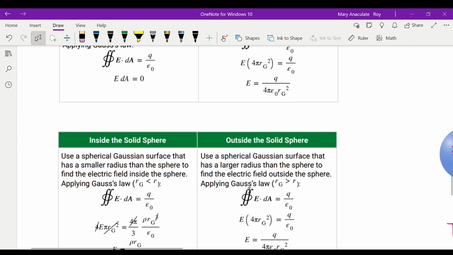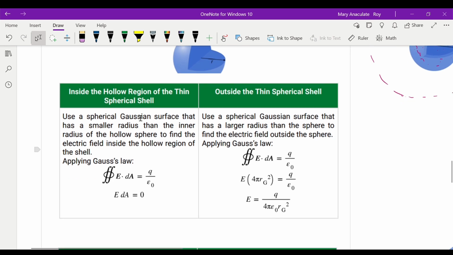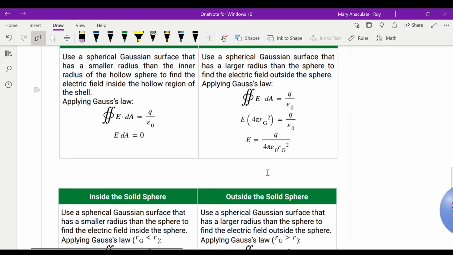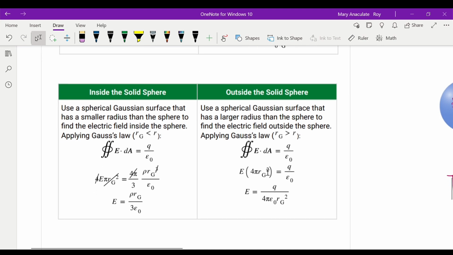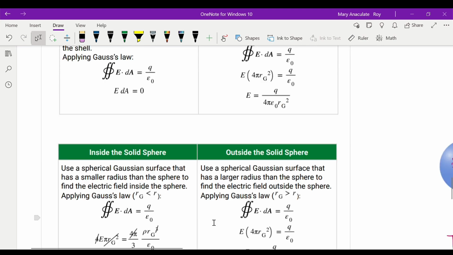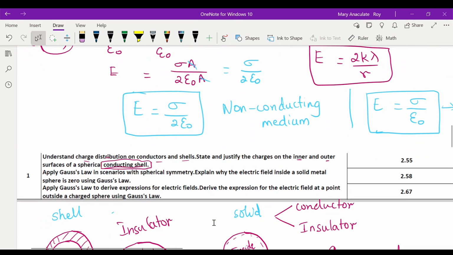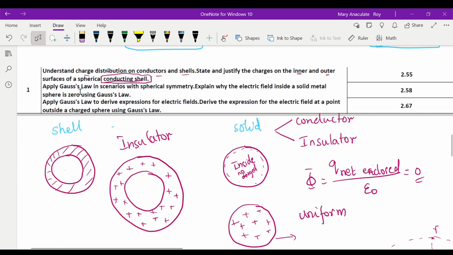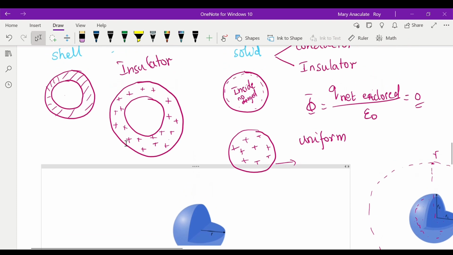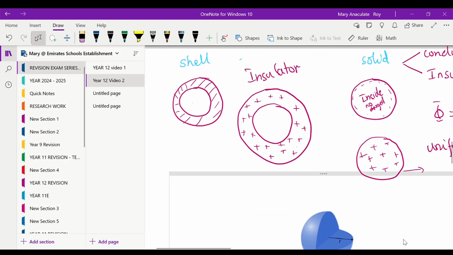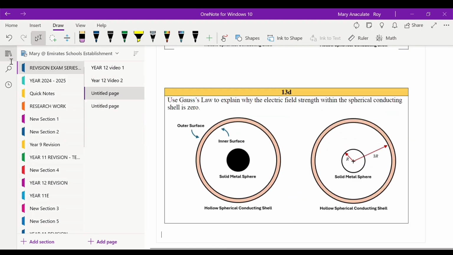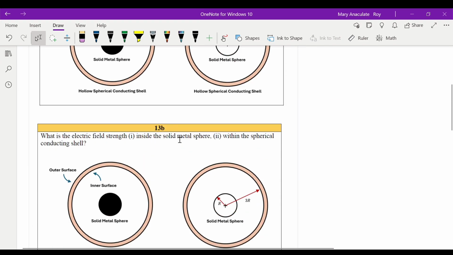So this is a snapshot of all the 4 formulas: inside, the hollow region, and outside. This is there in the summary sheet, which I have already shared with you. So that's the whole derivation for learning outcome 2: apply Gauss's law to find the spherical symmetry and to derive expressions for electric fields inside and outside. Right, now let's see the questions that are given in the PDF shared, and let's see what the answer to each one of them is.